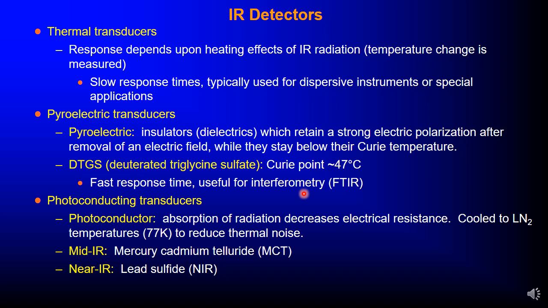Then we have photoconducting transducers. Absorption of radiation decreases electric resistance. They are cooled to liquid nitrogen temperature, 77 Kelvin, to reduce thermal noise. So for mid-IR, photoconducting transducers will use mercury cadmium telluride. The near IR will use lead sulfide.